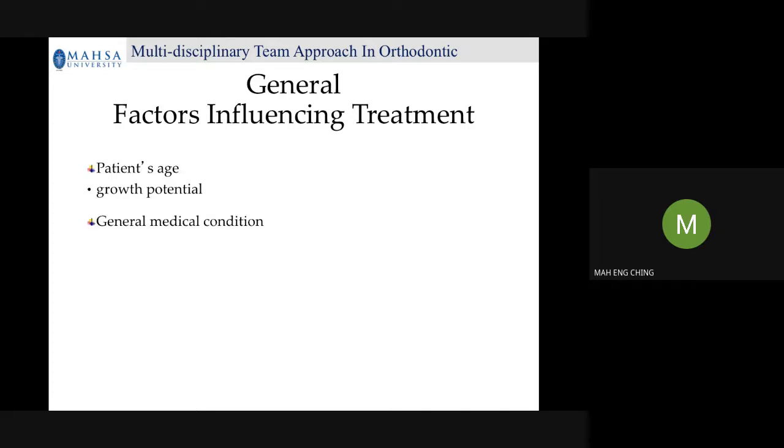Is the slide okay or is it lagging? Yeah, it's okay.